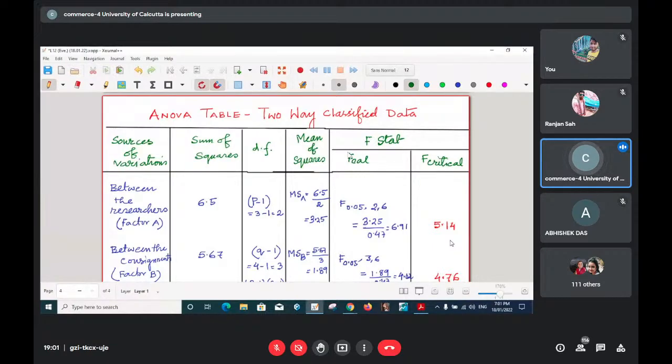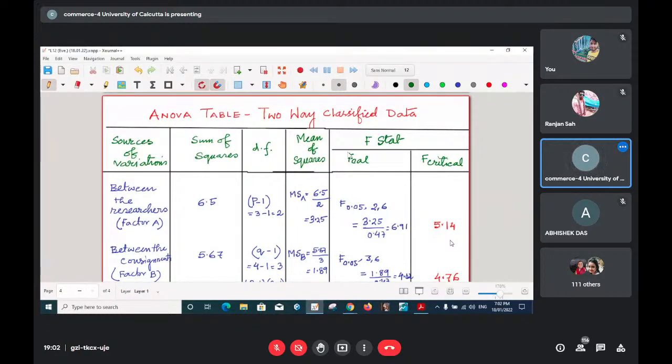How many rows are there? 3 rows are there. Because you have seen that A, B, C researchers, they are aligned row wise. Consignments are aligned column wise. So obviously for 3 rows, there will be loss of 1 degree of freedom. So 3 minus 1 is actually 2, the degrees of freedom.